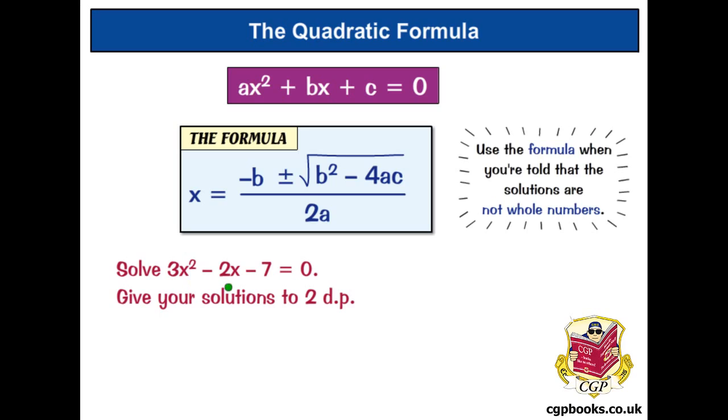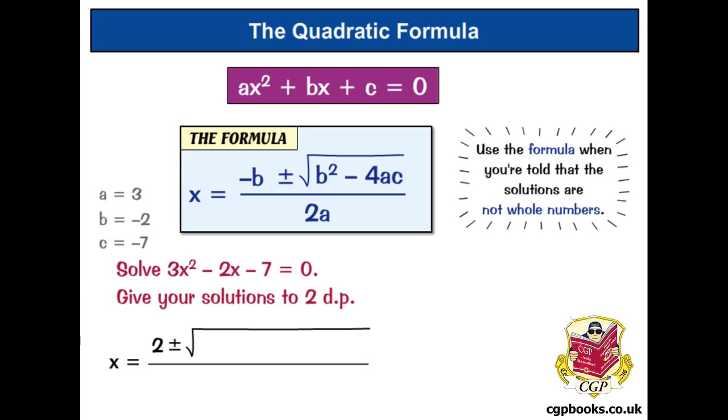So, let's make sure it's in the standard format. x squared term, x term, number term, equal to 0. Now, a equals 3. b equals minus 2, and c equals minus 7. So we've got 2 minus signs here, so we're on high alert. Alright, now into the formula. x equals minus b. So we've got minus minus 2, which is plus 2. Then plus or minus the square root of b squared, so that's minus 2 squared, minus 4ac, so that's 4 times a, which is 3, times c, which is minus 7, all over 2a, so that's 2 times 3.